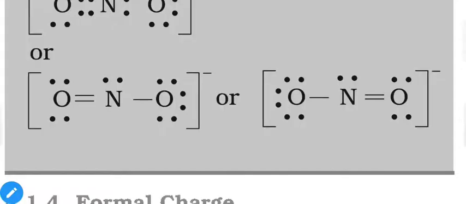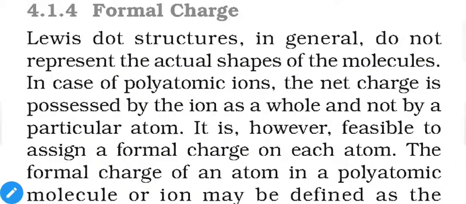So you will get these two different types of possible structure for NO2 minus, and both types of structures will be present at the same time, because they are constantly flipping the bonds between oxygens and nitrogen. Next is formal charge.